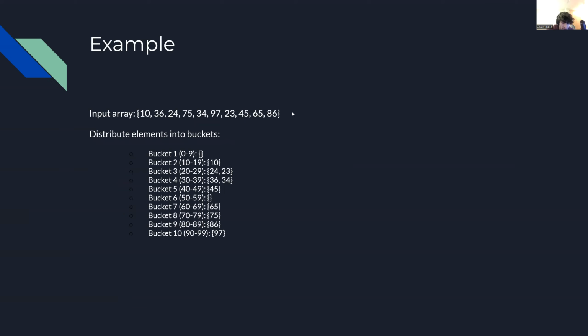And we'll take the input array again for the same thing. We'll distribute them into the respective buckets, and keep in mind no sorting has happened yet. So the elements are still in their original chaotic order within each bucket. As you can see, number 10 goes into bucket 2, number 36 will go into bucket 4, 30 to 39, and 24 will go into bucket 3, and so on.